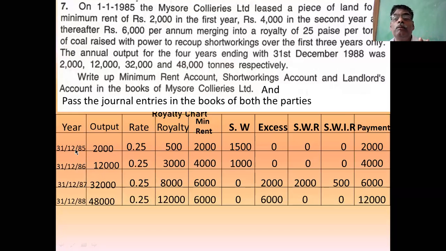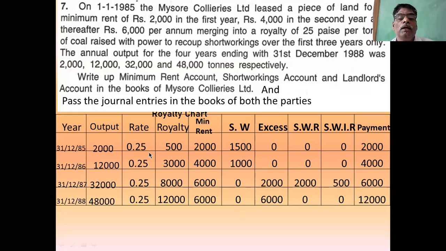Minimum rent account is to be prepared only for the year of short workings. That means 1985 short working is there, 1986 there is short working. For 2 years you prepare the minimum rent, and for all the remaining years, you prepare the 3 accounts: royalty account, landlord account, short working account, as per your rule. Minimum rent account is to be prepared only for the years of SW, only for 2 years.